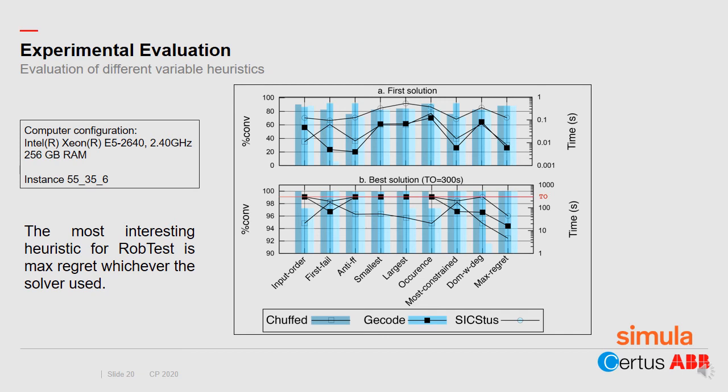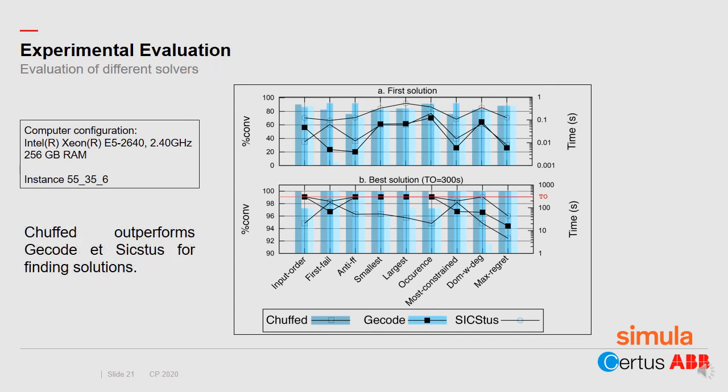Also, most constraint and max regret are able to return the optimal solution in less than 5 minutes. And in terms of time execution, we can see that max regret is the most interesting heuristic because we get the optimal solution with the smallest time execution. So the most interesting heuristic for RobTest is max regret, whichever the solver we use.